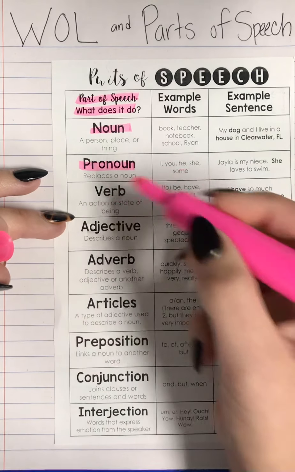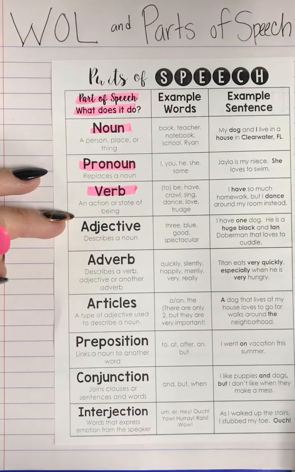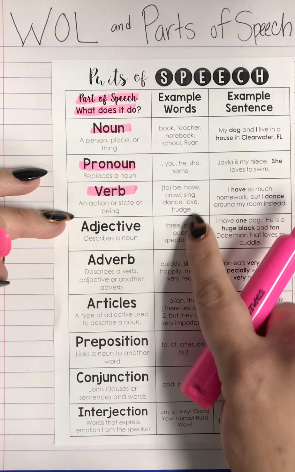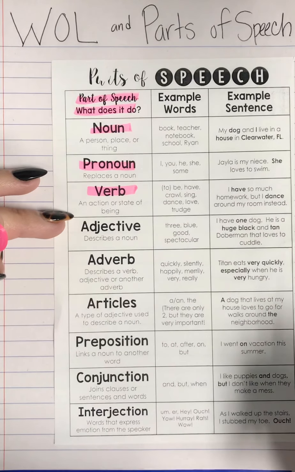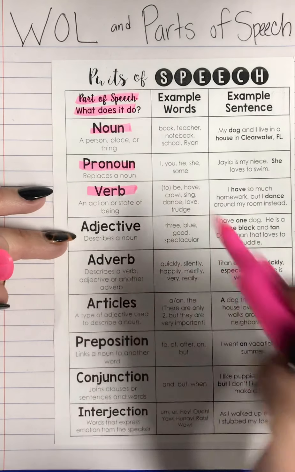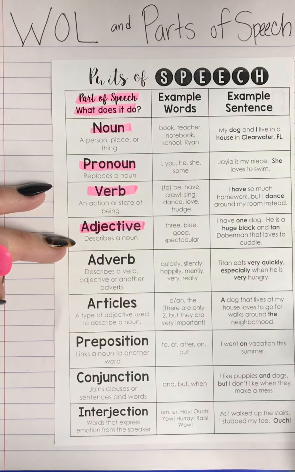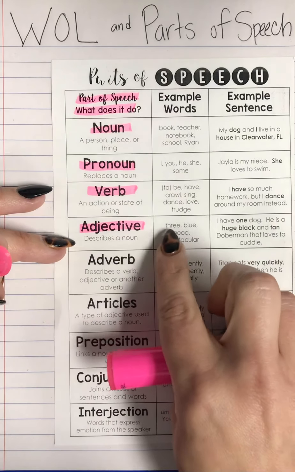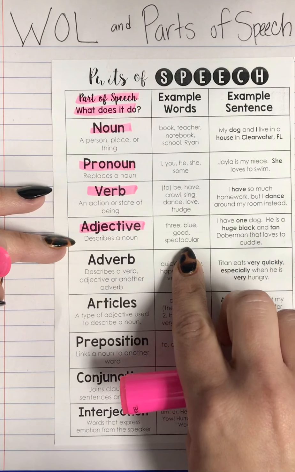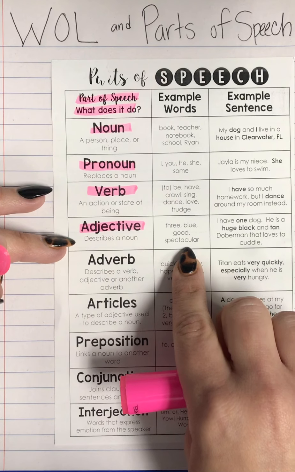Verbs is the action or state of being. So to be, have, crawl, sing, dance, love, fudge, trudge. I'm sorry, friends, it's not fudge, it's trudge. So adjective describes a noun. We've got some examples: 3, blue, good, spectacular. I love spectacular. That is a good describing word.